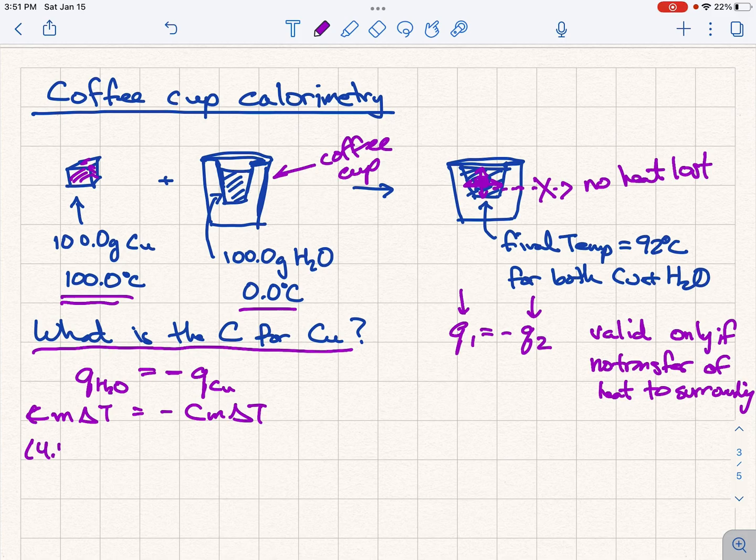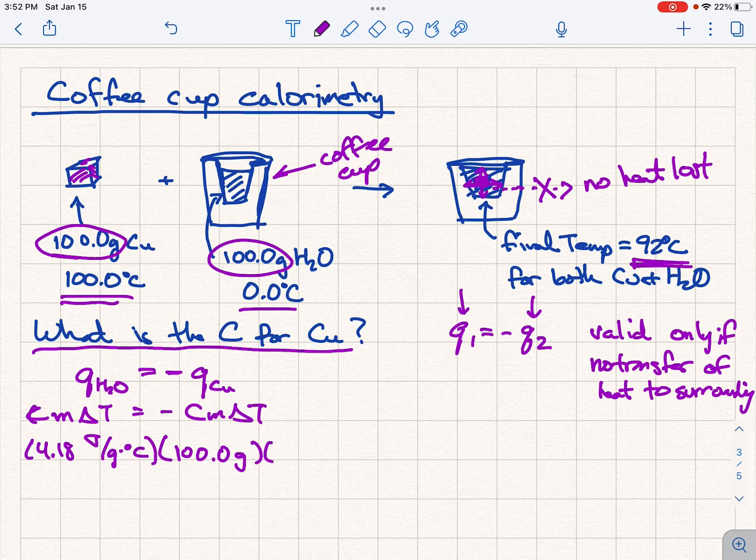So 4.18 joules per gram degree Celsius for the water. The water is 100 grams. Oops, sorry, no. They're both 100 grams, I guess it doesn't matter. So 100 grams of water. The final temperature of the water, both of them have the same final temperature. This is something that is going to be important. So when you put two objects together that are different temperatures, they will wind up at the same temperature at the end, right? And so for both of them, the final temperature is the same, but the copper had an initial temperature of 100 degrees Celsius.